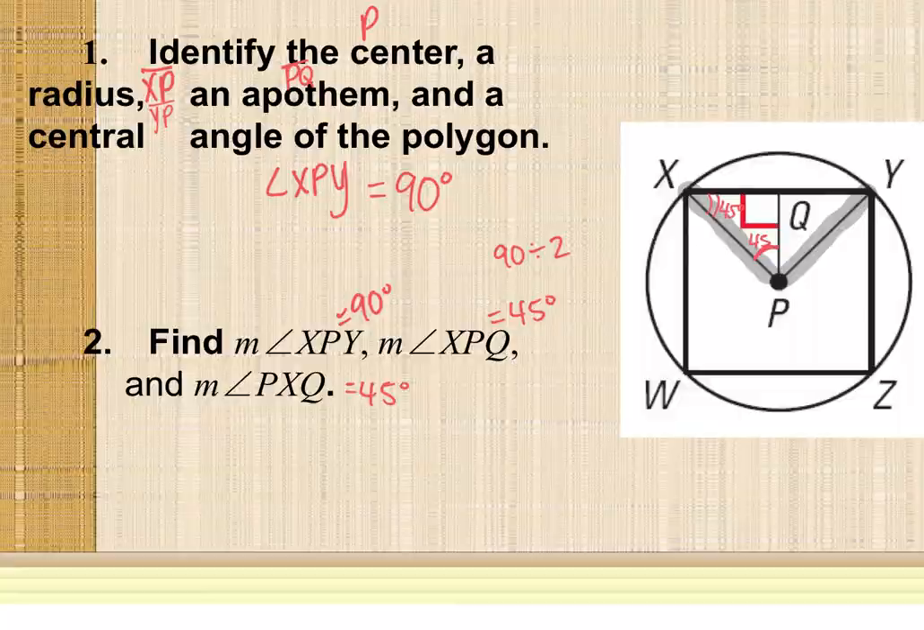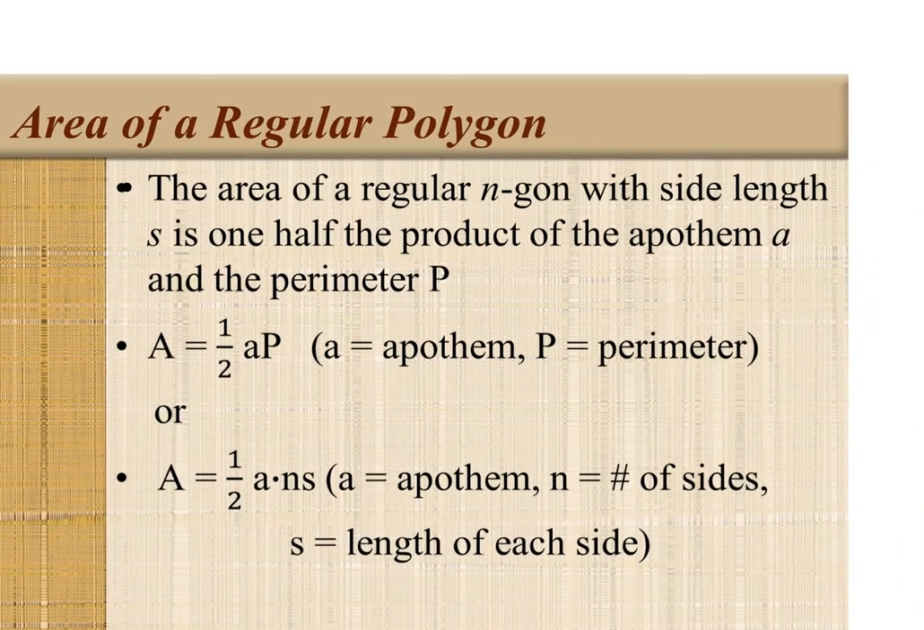Oh, whoops, hold on. Area of an n-gon with side length s is 1/2 the product of the apothem and the perimeter. Now, your perimeter, there's two formulas written here, but they're the exact same. You can either write it with perimeter as P, or you can write the perimeter as n times s, where n is the number of sides times s, which is the length of each side. Why could we write the perimeter as n times s? Because perimeter is the number of sides. Yeah, but why is the perimeter equal to the number of sides times any of the side lengths?